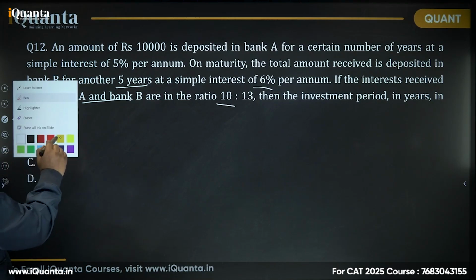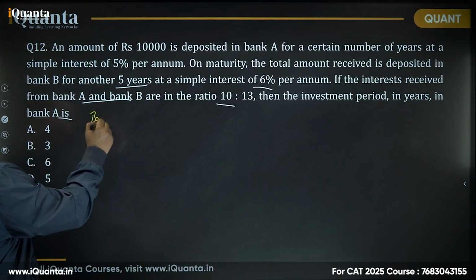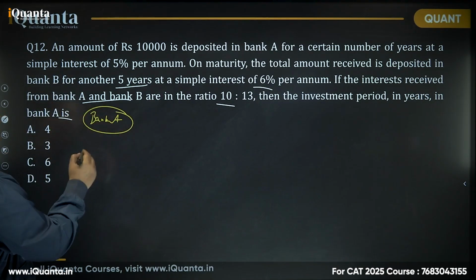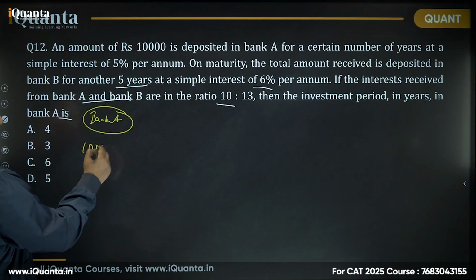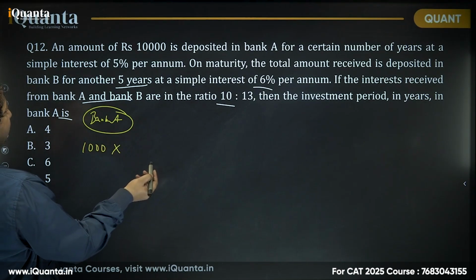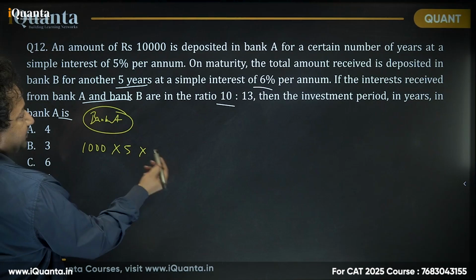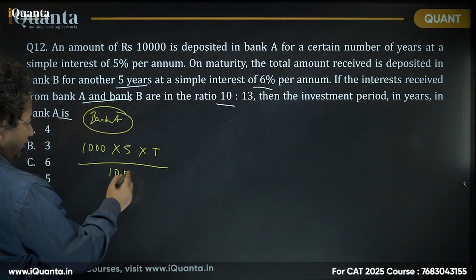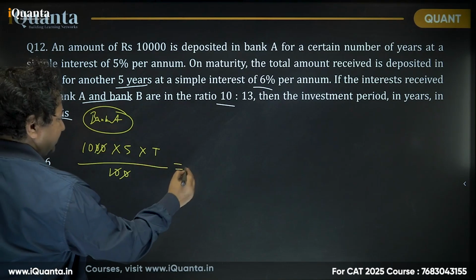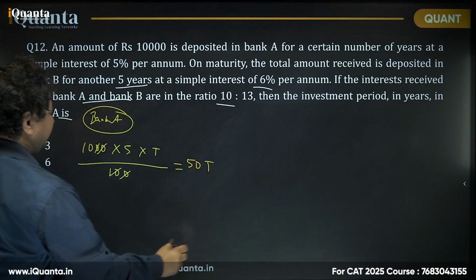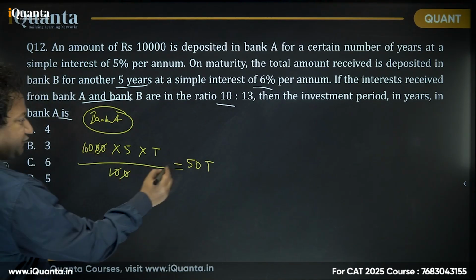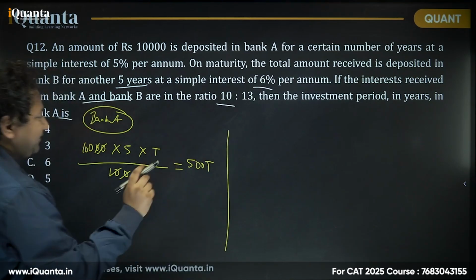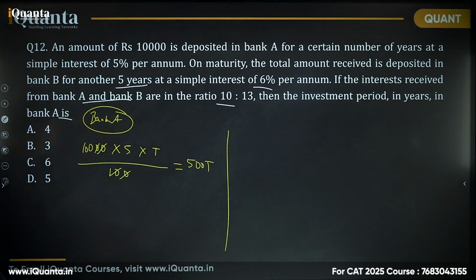Okay. For Bank A, first of all, it's simple interest. So Bank A, 10,000. Simple interest is P into R into T. Rate is 5%. Time is something we don't know, let it be T, upon 100. That is the interest accumulated. So we have, it's 10,000, I'm so sorry, we have 500T as the interest from Bank A.